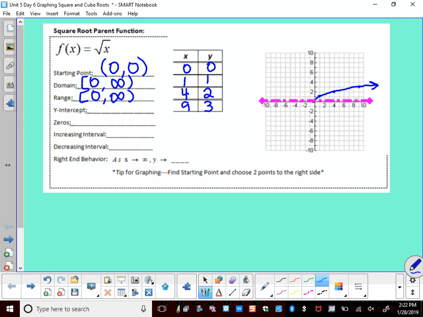My y-intercept. That means, where am I crossing the y-axis? Where's that at? 0. You can write y equals 0, or you can write the point 0, 0. I'm okay with either way. You don't have to do both. So where do I cross the x-axis? At the same spot, right? So x equals 0. And so my x-intercept would also be 0, 0.